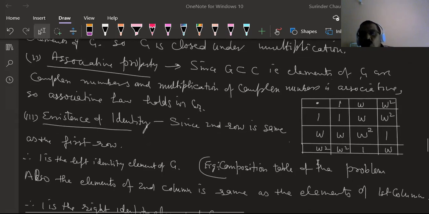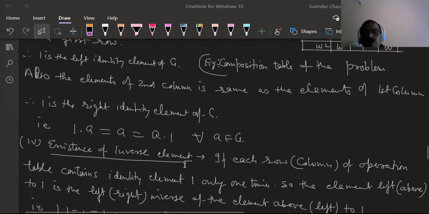Elements of the first column are the same as the second column. Therefore, this element is a right identity element. 1 into 1 is equal to 1, omega into 1 is equal to omega, omega square into 1 is equal to omega square. So 1 is the left identity element and 1 is the right identity element. Therefore, identity element exists in G.